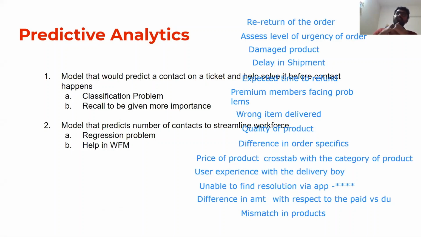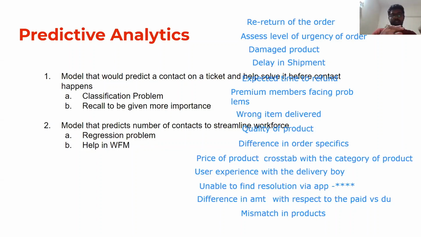If we are able to predict beforehand that a customer complaint will have more calls, then we basically try and solve it before the actual call happens. So that is basically one or two ways in which we can actually solve it.